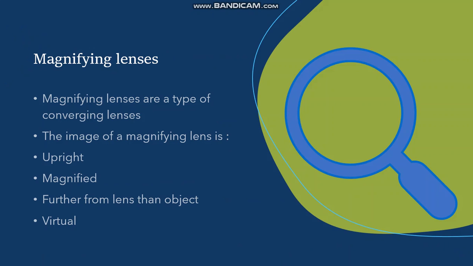Now, magnifying lenses are also a type of converging lens. The image of the magnifying lens is slightly different from that of the converging lens: it is upright, magnified, further from the lens than the object, and virtual.